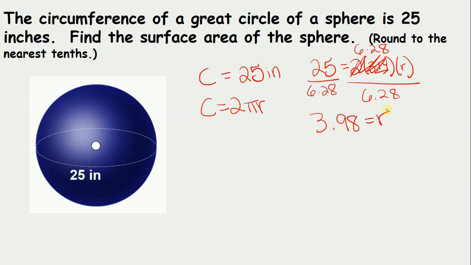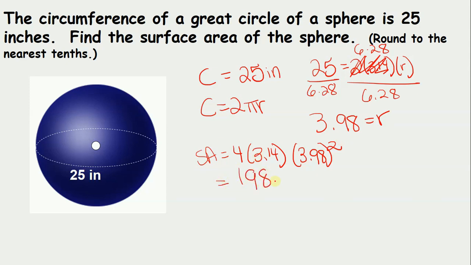With that, I can now find the surface area of our sphere. So I get to go surface area equals 4 times pi times my radius squared. So I got 4 times 3.14 times 3.98 squared. And my value for my surface area is 198.96 inches squared.